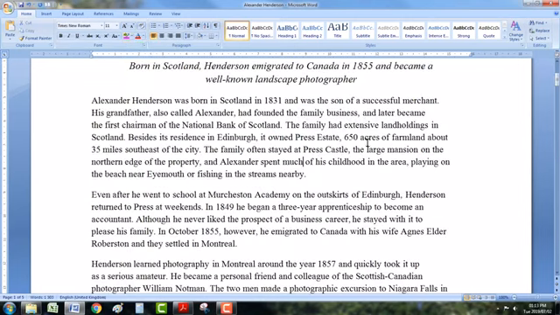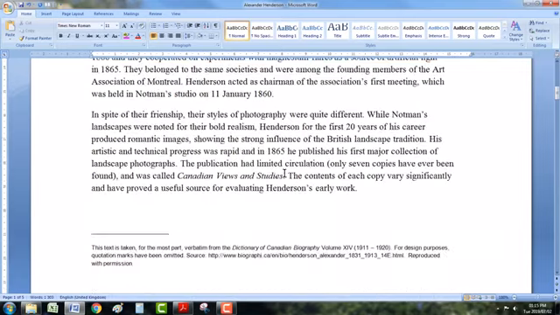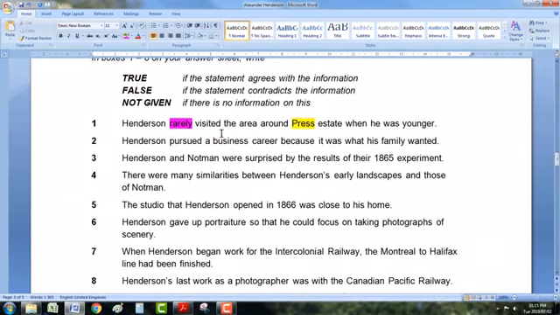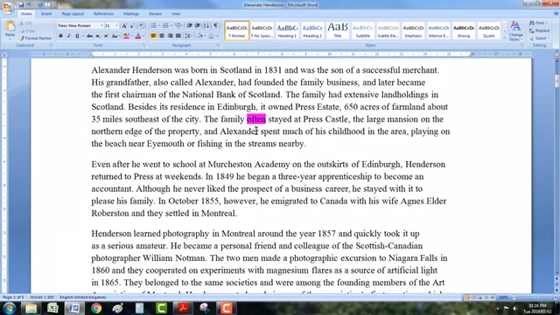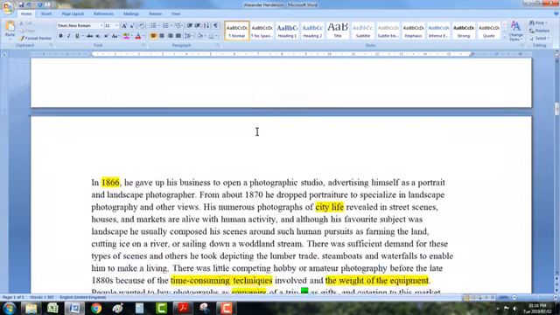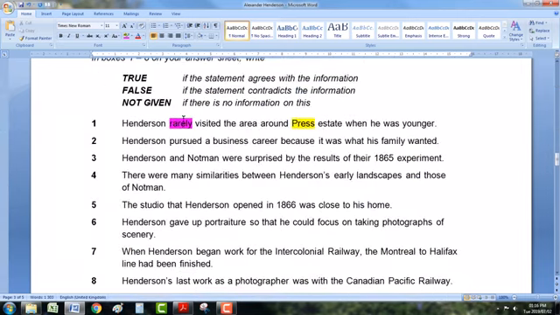There's Press Estate. There's Press Castle again over there. Let's see anything more. Visited maybe, area around, younger. So this is the area around. This is younger. Stayed is visited. So we're in this sentence. It's quite straightforward. There's our target language over there. They just say rarely and the text says often. And so that is clearly false because often and rarely are opposites. No real tricks there, so that must be false.